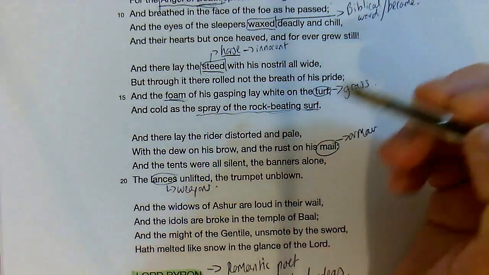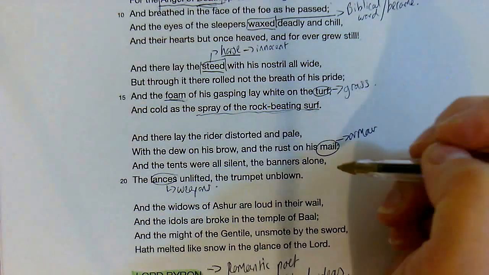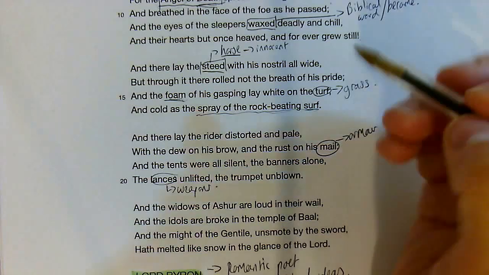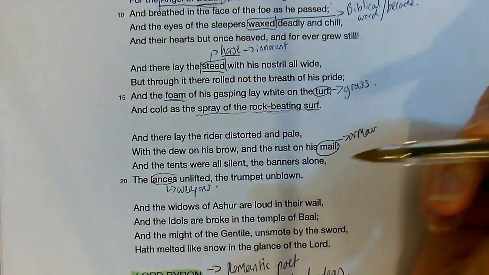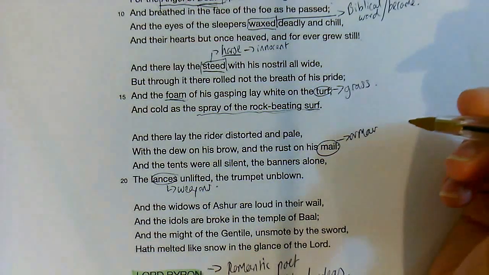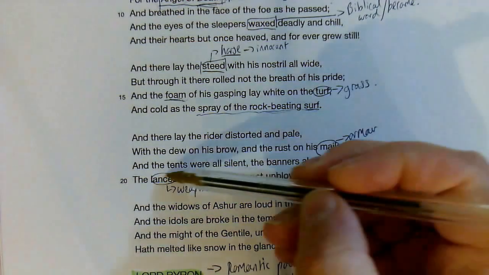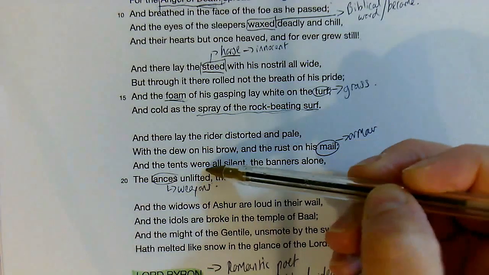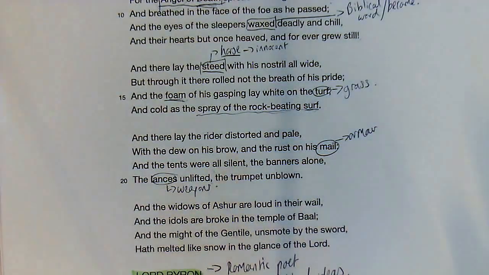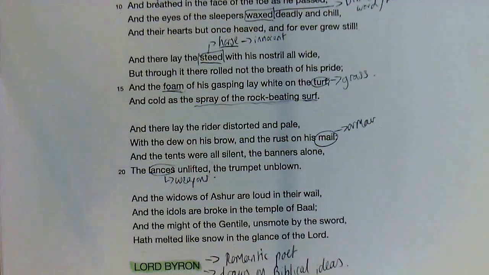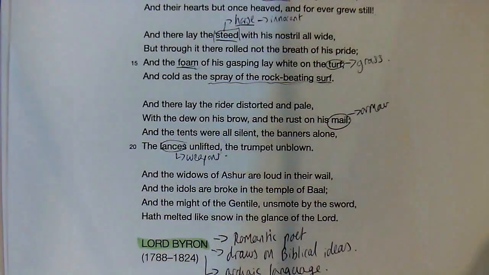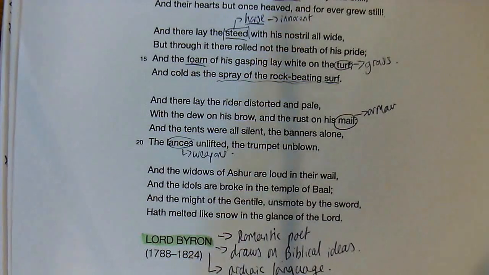It's distorted and pale. It's strange to me that it looks at the horse first and then at the rider, but I don't know really what the reason is for that. But it's nice that they've said that nothing happened in this battle. The lances weren't even picked up. The trumpets to announce the coming of the army weren't even blown. And so everything is kind of finished. Everything is over before it even began, really, in this poem.